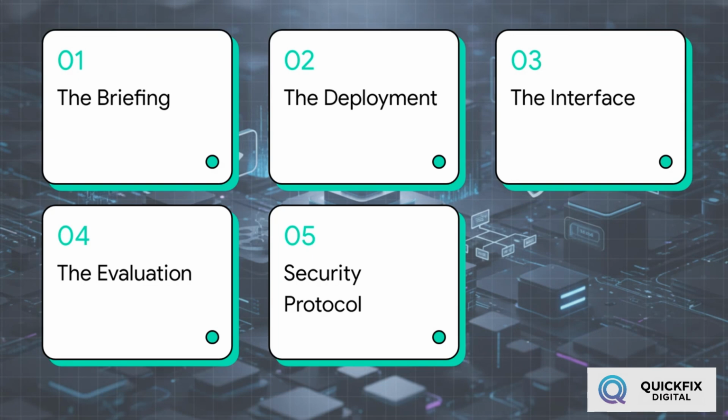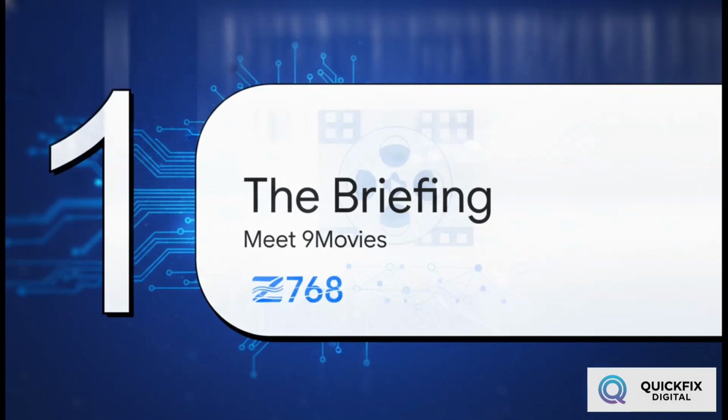Here's our blueprint for today's explainer. First, we've got the briefing. Two, the deployment. Three, the interface. Four, the evaluation. And finally, number five, our security protocol. Let's get to it. Part 1.